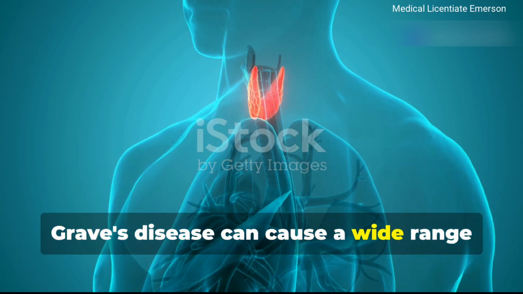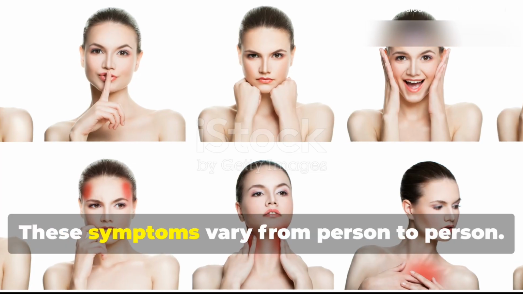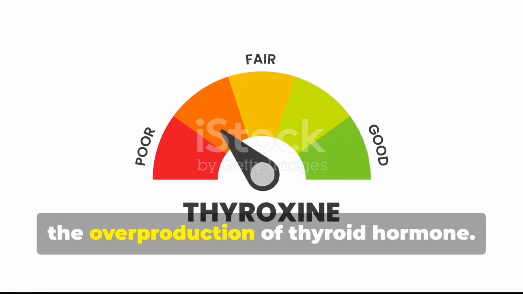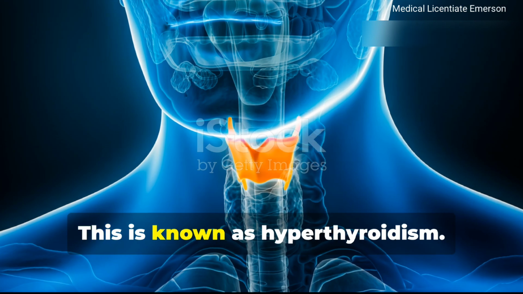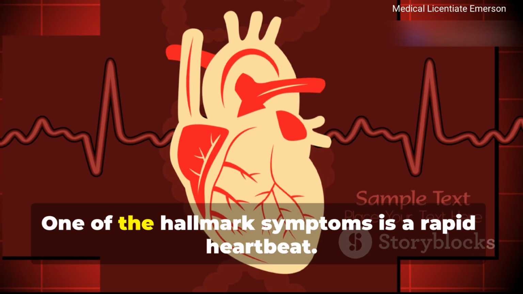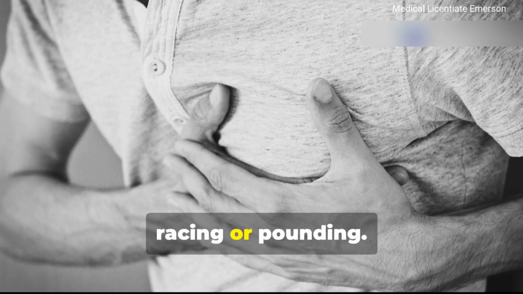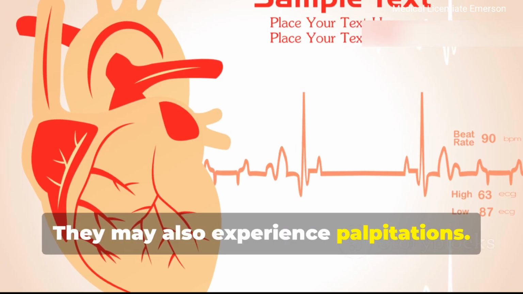Graves' disease can cause a wide range of symptoms. These symptoms vary from person to person. The most common symptoms are related to the overproduction of thyroid hormone. This is known as hyperthyroidism. One of the hallmark symptoms is a rapid heartbeat. Patients may feel like their heart is racing or pounding. They may also experience palpitations.